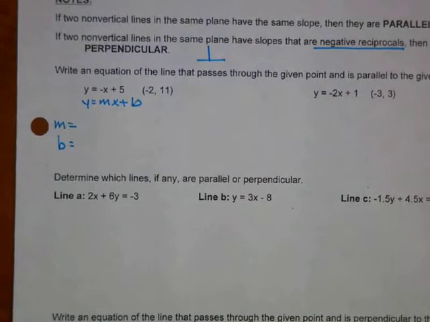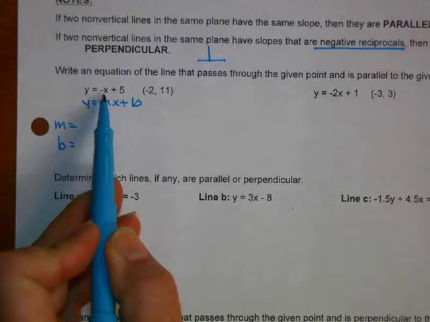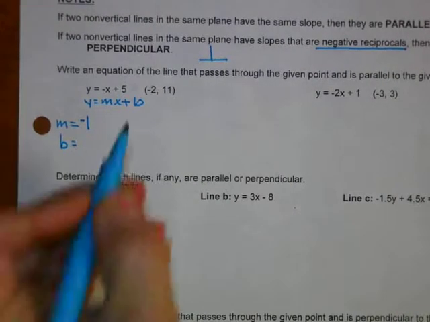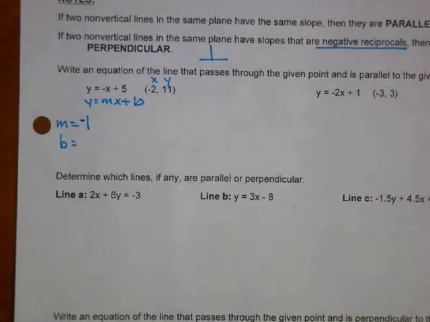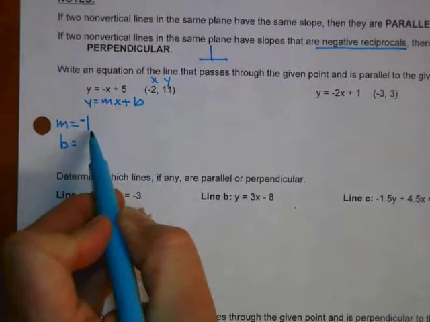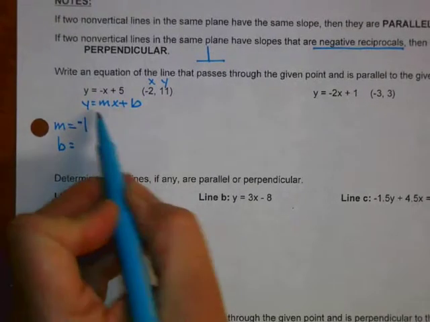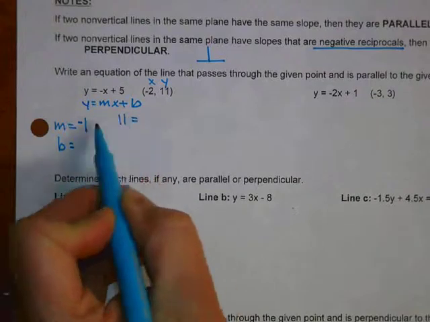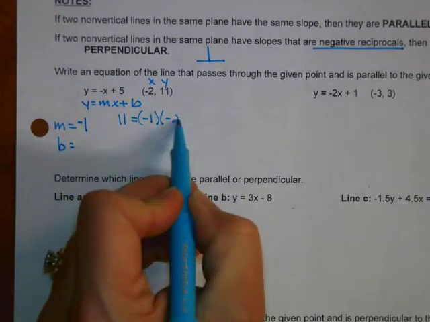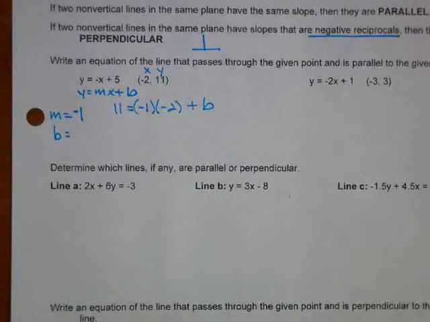So if I'm writing a parallel line, the slopes are the same. What's the slope of my new line? What's the slope here? So what's the slope of my new line? Halfway there. All I need to do is find b. So what you can do is plug in the new point to y equals mx plus b, correct? With the slope that you're using. So you plug in y, 11 equals m, which is negative 1, times x, which is negative 2, plus b. And then you solve for b.